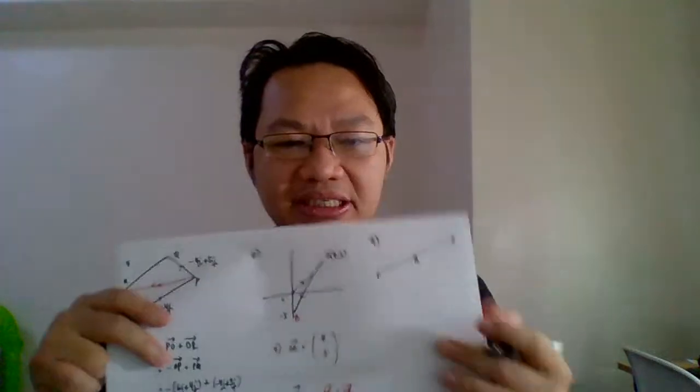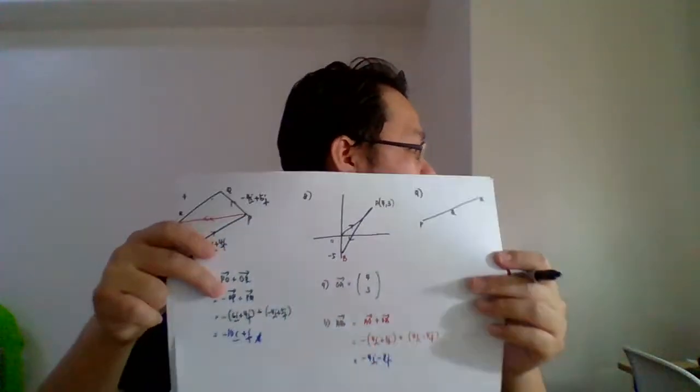So, number 9, PQR is collinear. Collinear means they are on the same line. One single line, but all the dots are on that line. So, I just draw the PQR. Everything is on the same line, like this, P, Q, and R. PQ is given: PQ is 4A minus 2B. And then QR is also given. QR is 3A plus (1 minus K)B.